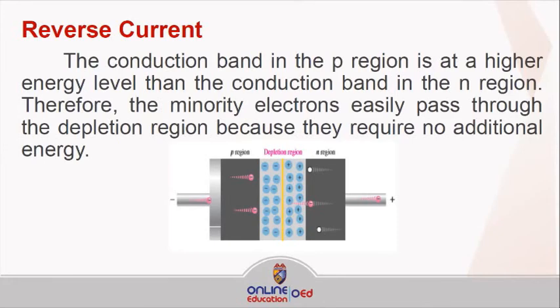Okay, nangyayari doon sa tinatawag natin na conduction band in the P region, this one is at a higher energy level than the conduction band in the N region. Therefore, yung minority electrons easily pass through the depletion region because they require no additional energy.